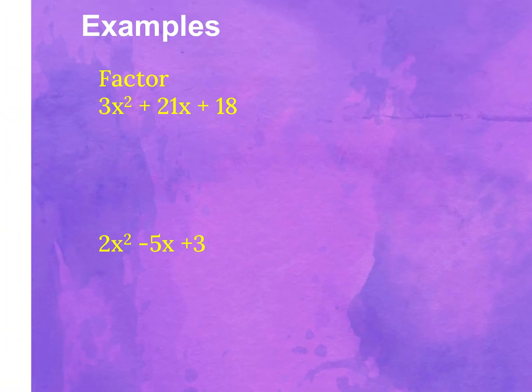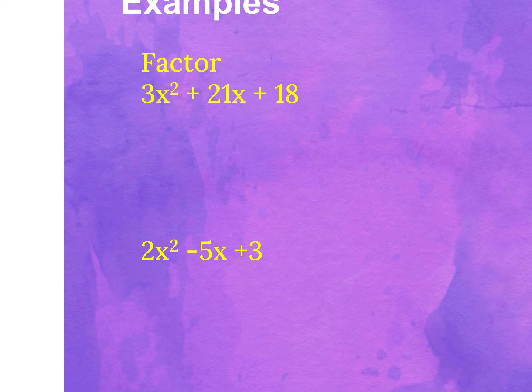Next one. This time, always, before you start your factoring process, look to see, is there a number that will divide into all 3 evenly? And there is on this one. It's a 3. So I'm going to divide them all by 3 first. And then look how much easier it's going to be to factor.